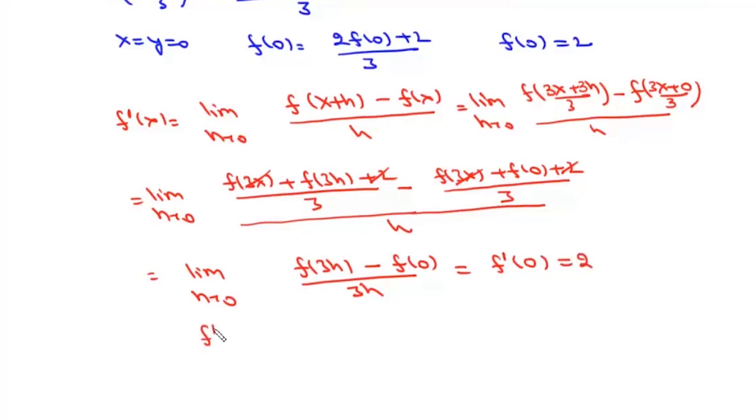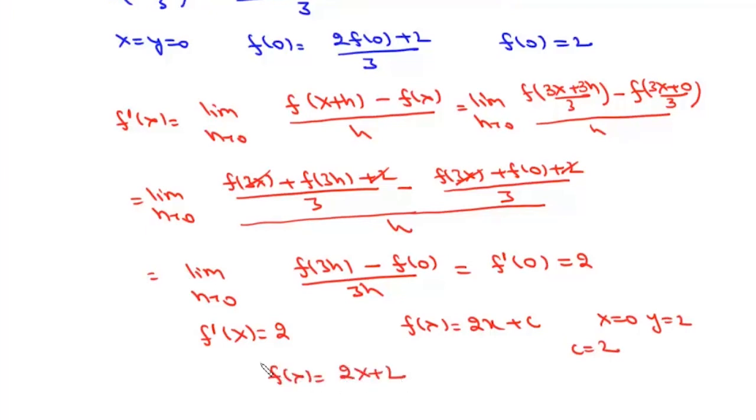So basically f dash x is constant, and if we integrate this, we'll get f(x) equals 2x plus c. Now we know that when x is 0, y is 2. That means the value of c is 2. So this function f(x) is given by 2x plus 2.